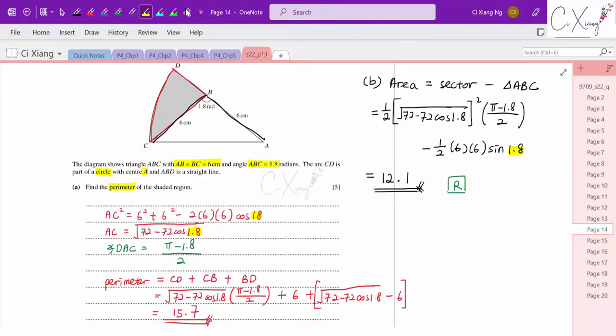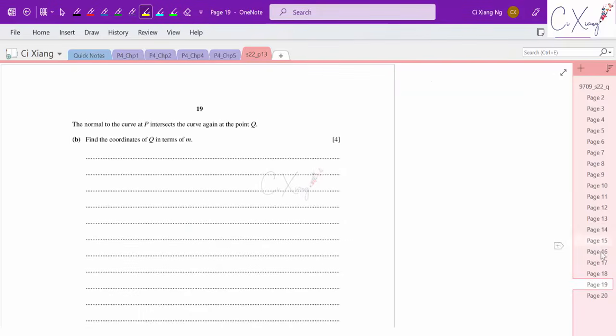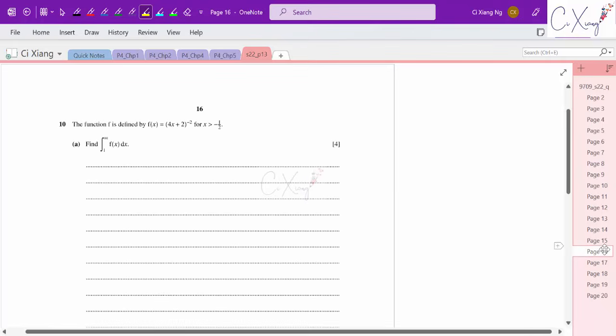It must be in the radian mode because the angles that we are using here are all measured in radian. Of course, if you can change it to degree, then you use the degree mode in your calculator, also no problem. So this is how we solve question number 9. So we come to question number 10.